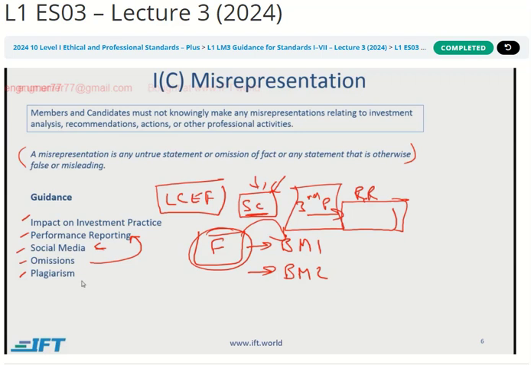Plagiarism, this is important. Anytime we use the work of someone else, that needs to be recognized. And if we are borrowing information from another research report, then the information that we are reusing needs to be in quotes, and the author needs to be clearly referenced, the original author.